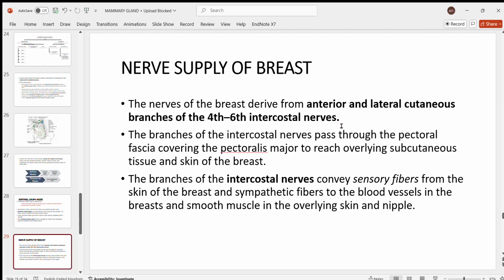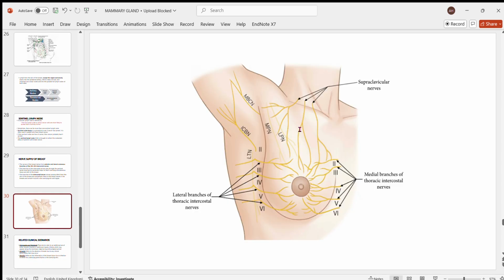Nerve supply of breast is from the 4th to 6th intercostal nerves and its branches. In this picture, we can see these are the medial branches of 4th to 6th nerve, and these are the lateral branches of the 4th to 6th intercostal nerves, and these are supplying the substance of the breast.